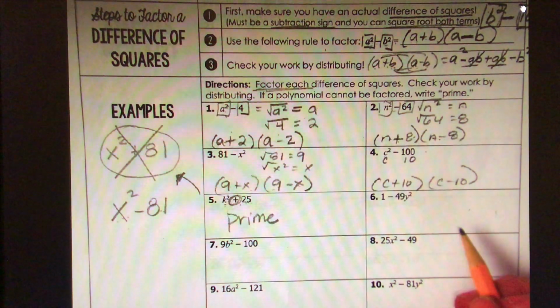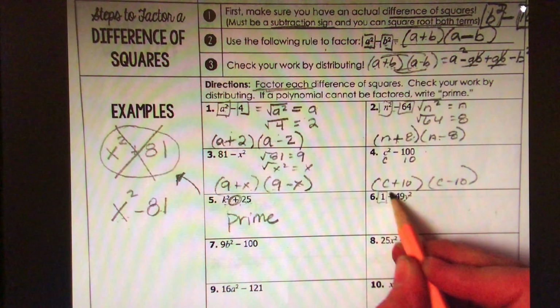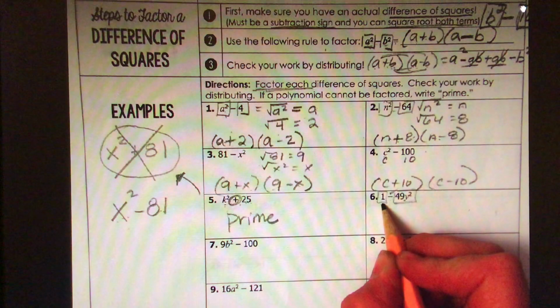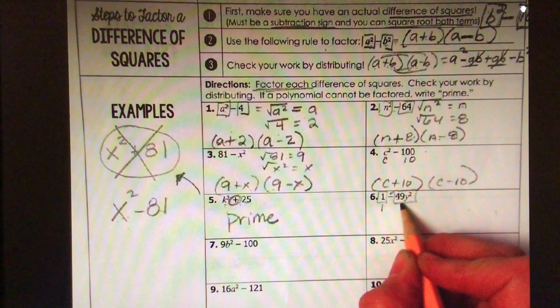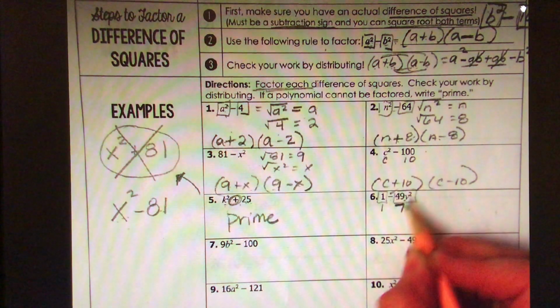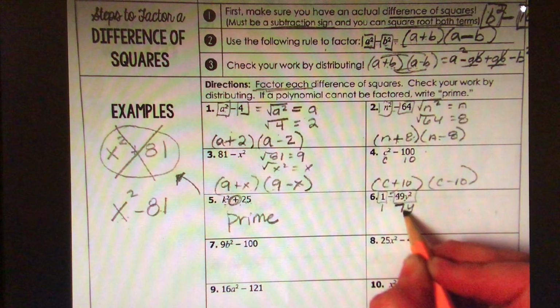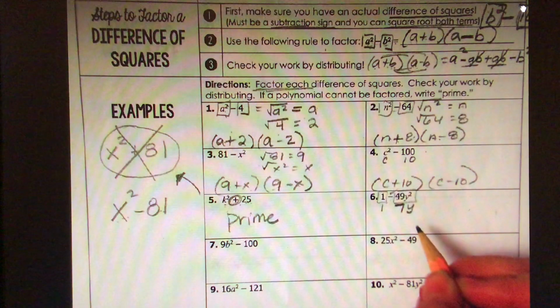Oh, 1, that's kind of fun. So 1 is a square number. I have a difference and I have 49y squared. Oh, that's square too. So the square root of 1 is 1. Square root of 49, well, the last time I checked, 7 times 7 is 49. And then I have y, because y times y is y squared. So 7y is all that stuff.